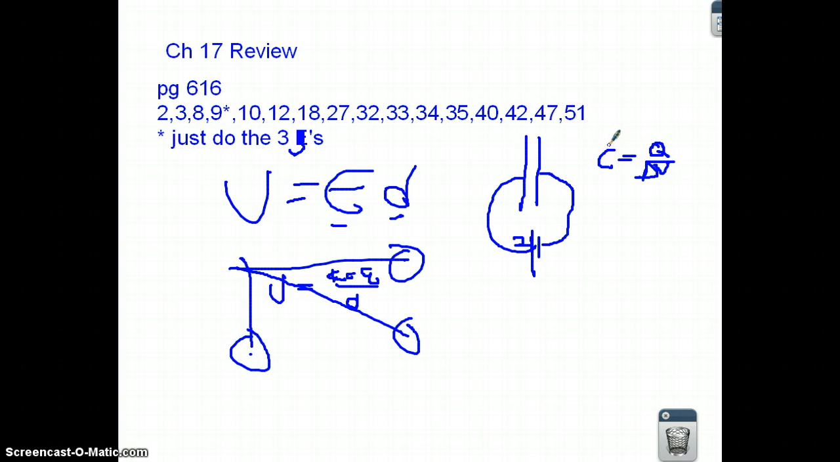Number 18. A 12-volt battery is connected to a 6 picofarad capacitor, pico being times 10 to the negative 12th. What is the charge? So we've got 6 picofarads, we'll go here. 12 volts, we'll go there. Find charge. Okay, you can solve that.